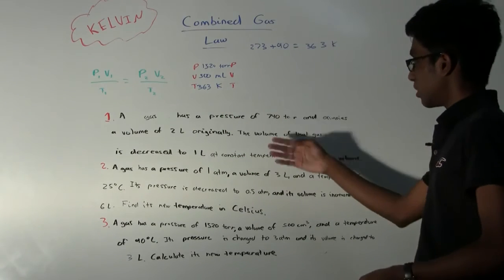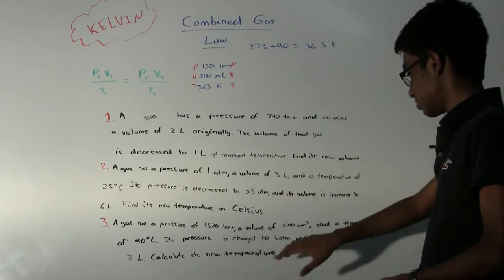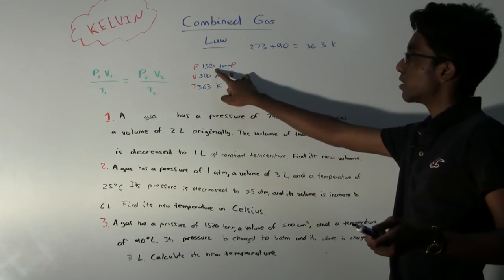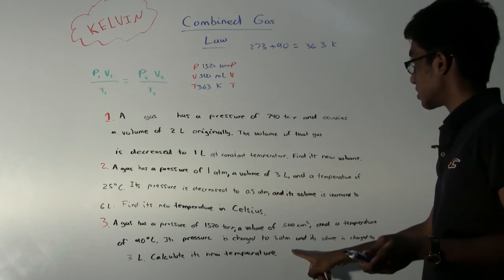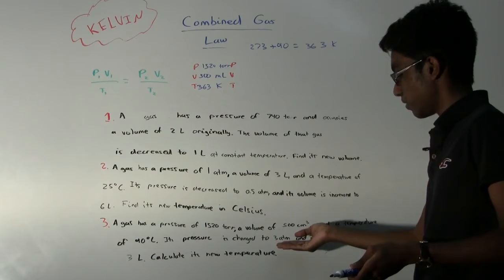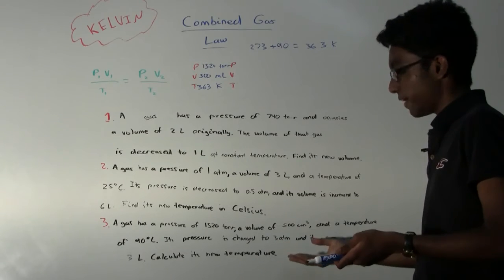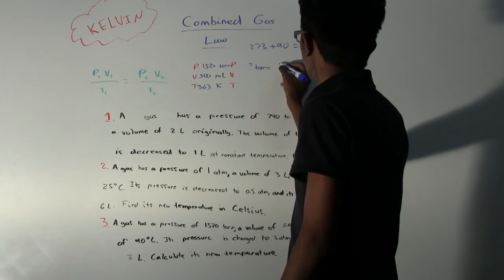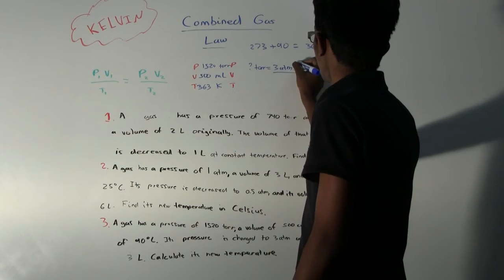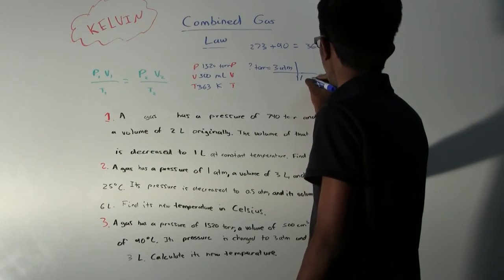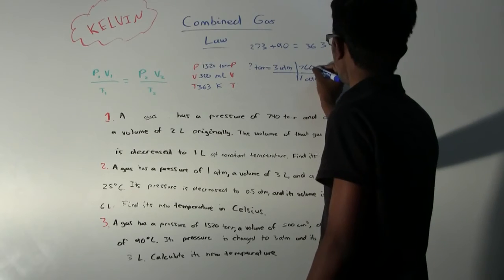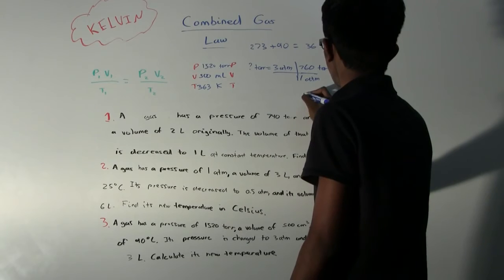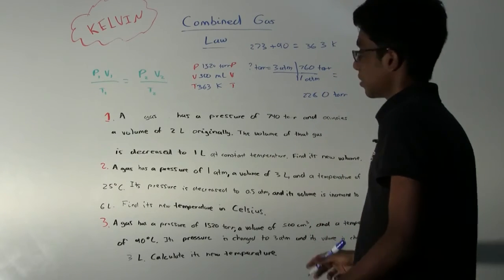And our final conditions, its pressure is changed to 3 atmospheres. Now, you have a problem. Our original pressure is in torr, and our final pressure is in atmospheres. So what we're going to have to do is convert our final pressure to the units we want, and that is torr. Remember, all our units have to be the same. So you're going to have to convert 3 atmospheres into torr, and that is going to be 2,280 torr.